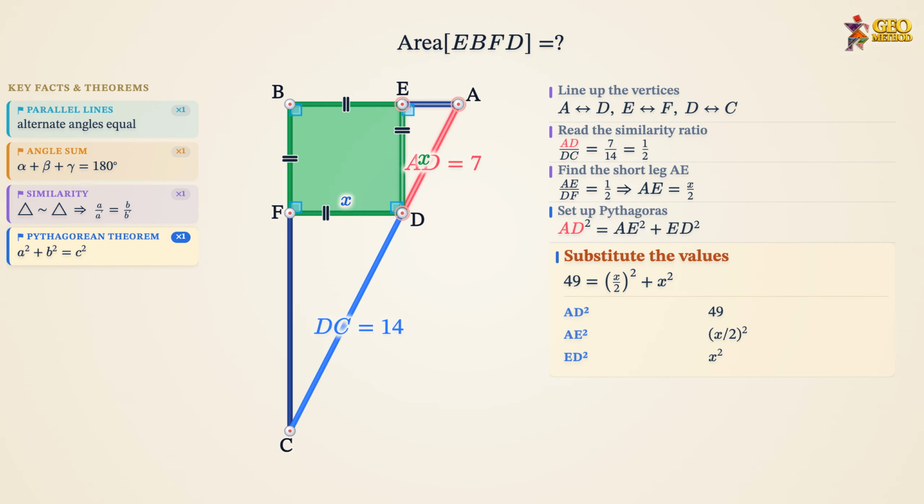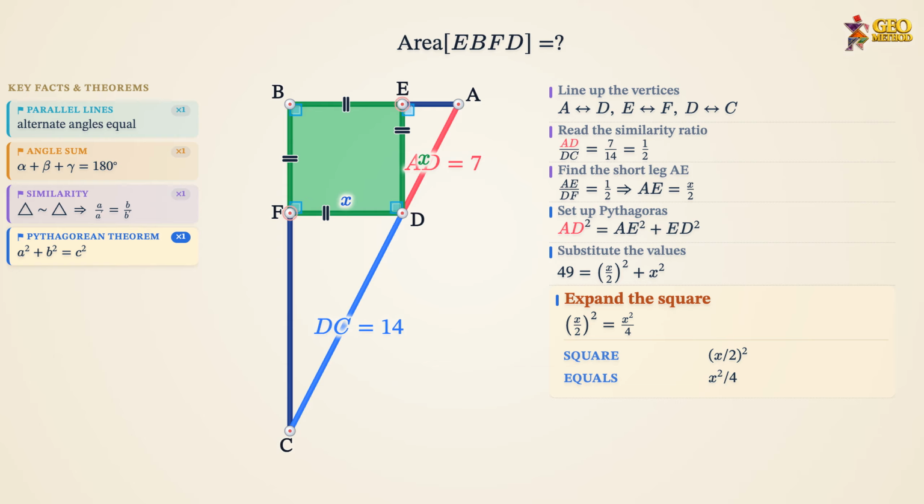Now put in what we know. Segment AD is 7, so segment AD squared is 49. Segment AE is X over 2, and segment ED is X, giving 49 equal to (X over 2) squared plus X squared. First, tidy the squared term. Squaring X over 2 squares both the top and the bottom, which gives X squared over 4. That is the fraction we will now combine with the whole X squared.